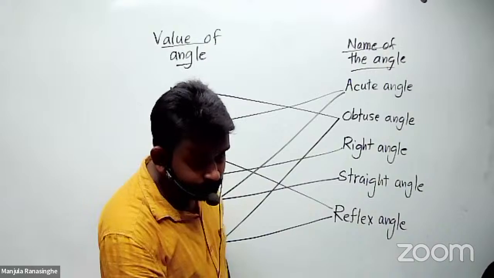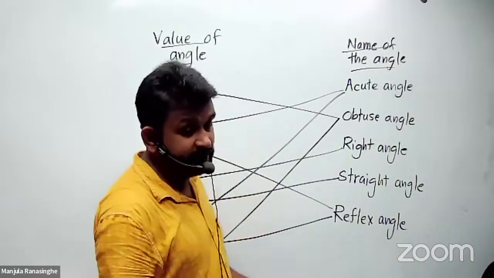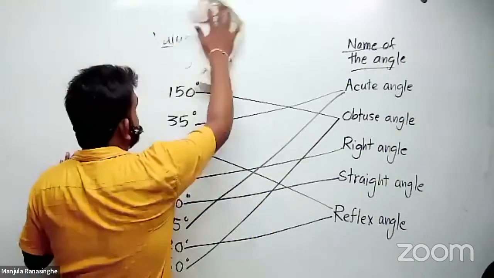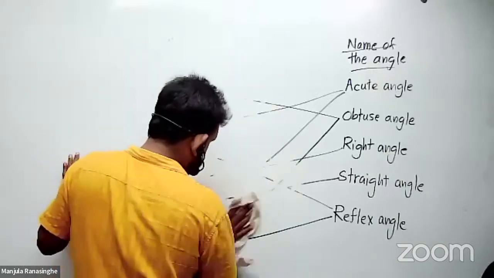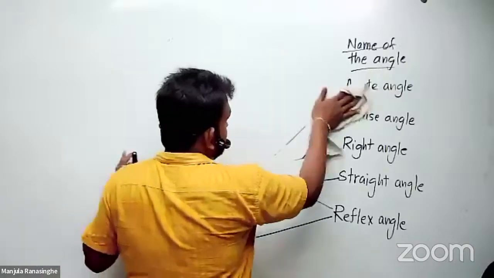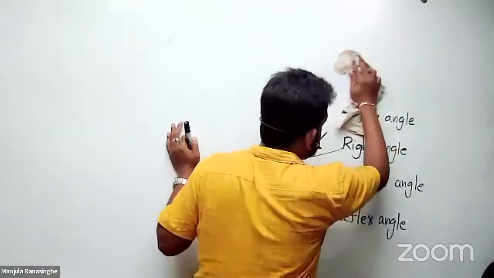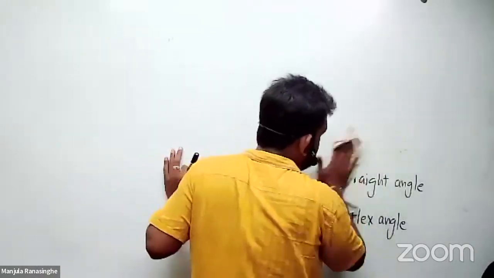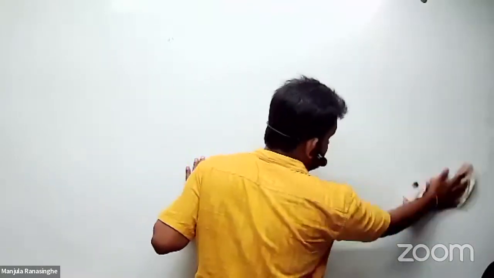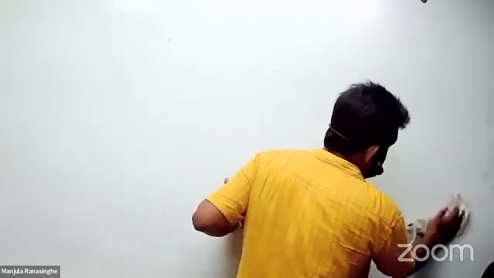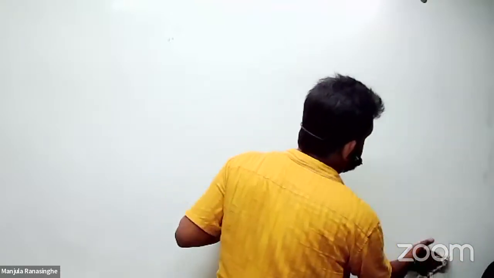Now I move to a new topic. Under grade 8, we are learning these two types of angles called complementary and supplementary angles. This is a new word that comes in grade 8 maths. We didn't learn it previously, but these types of angles have been learned previously. But this is a new concept to you.